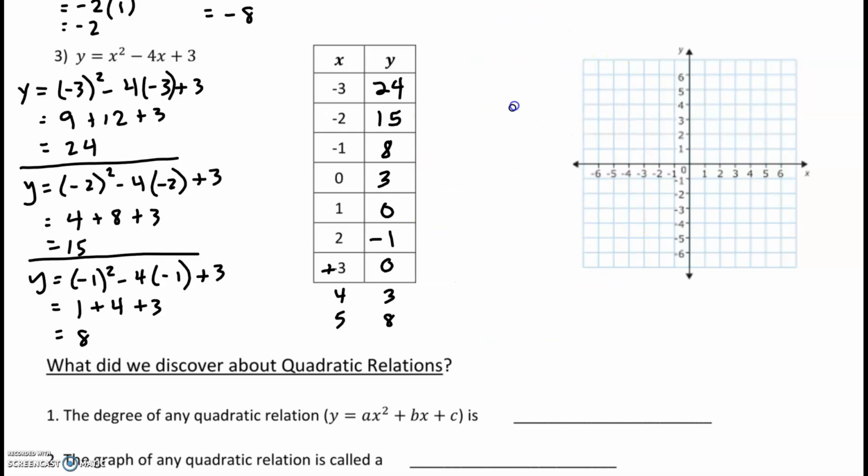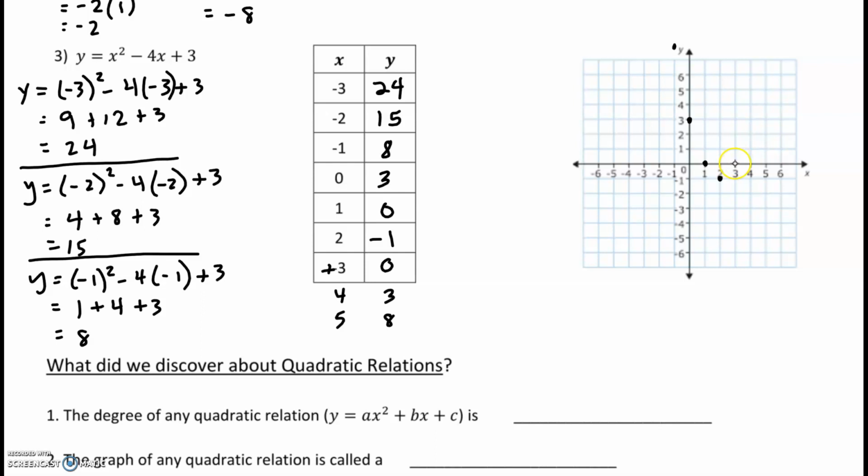I'm expecting to see that U shape. Now, there is no way I'll be able to plot negative 324, right? It's going to be way up past my scale. Even negative 215 I can't, so I'm going to have to start with negative 1, 8. So we know that's 7, 8 would be approximately here. 0, 3 is here. 1, 0 is right here on the x-axis. And then we have 2, negative 1. And then this is where it starts repeating again.